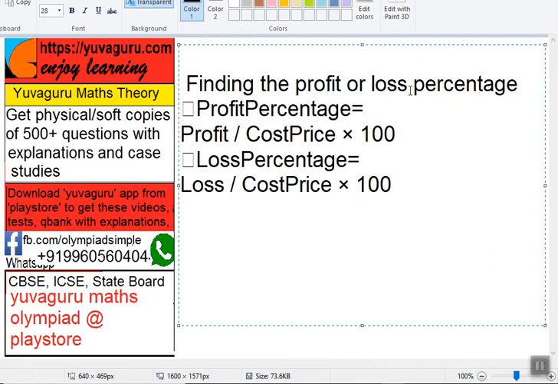Next is how to find a profit percentage or a loss percentage. See here, whatever profit you get, that divided by cost into 100. Now, the into 100 is for the profit, not for the cost price, so it's in the numerator. Similarly, loss into 100 upon cost price. That's easier. Loss into 100 upon cost price, right?